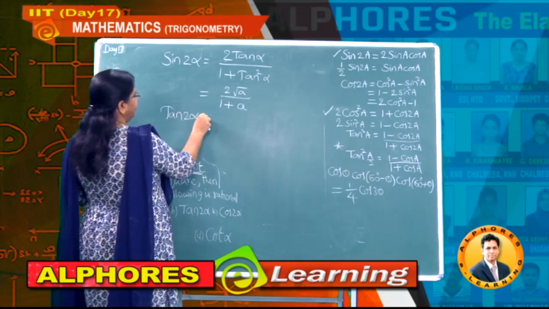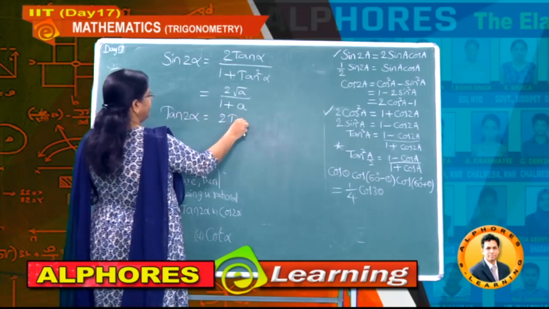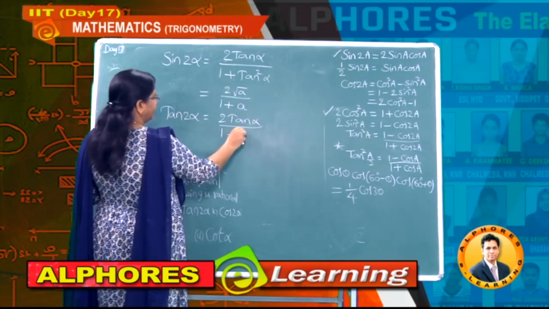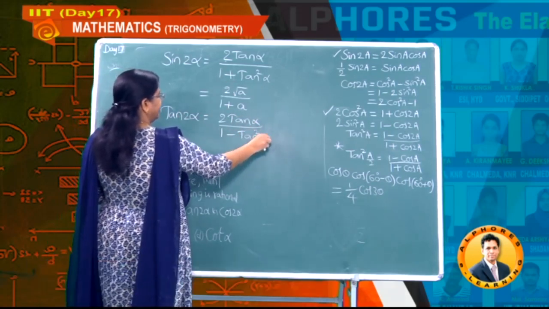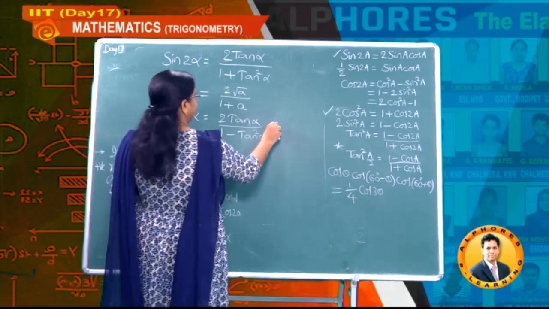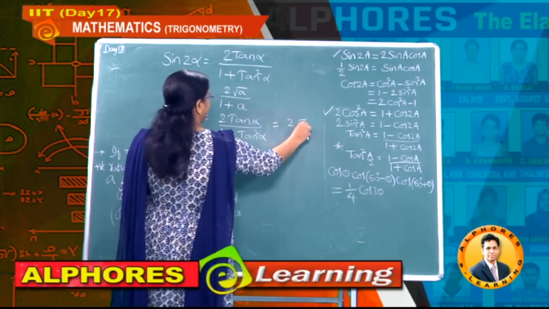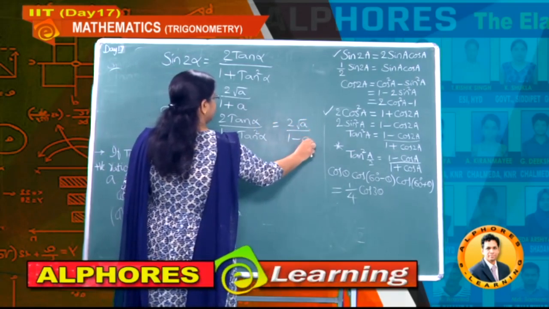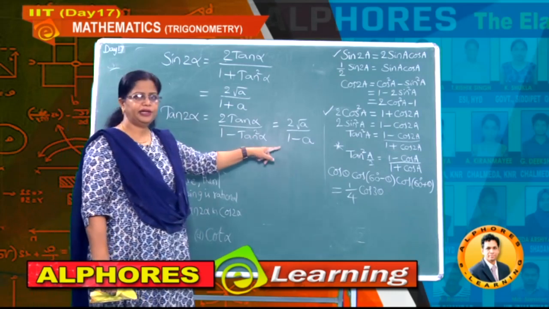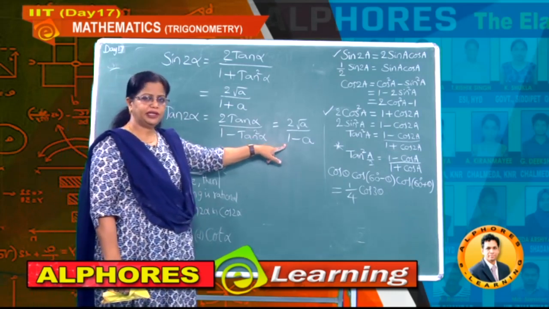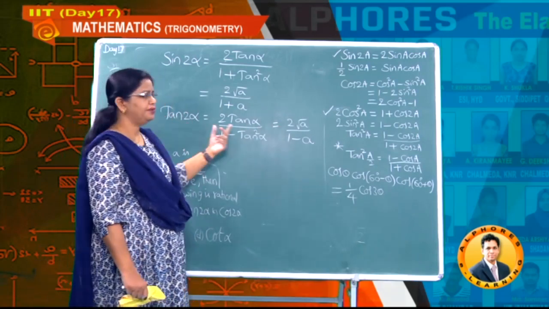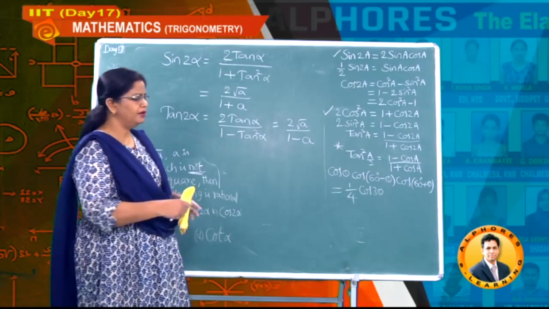Now tan 2 alpha, compared with sin 2 alpha, the only difference is in the denominator: there it was plus, now it is minus. Now this is 1 minus tan square alpha. Then the value is 2 root a divided by 1 minus a. Understand? Now observe, for tan 2 alpha you got the denominator rational whereas the numerator is irrational, hence tan 2 alpha cannot be a rational value.